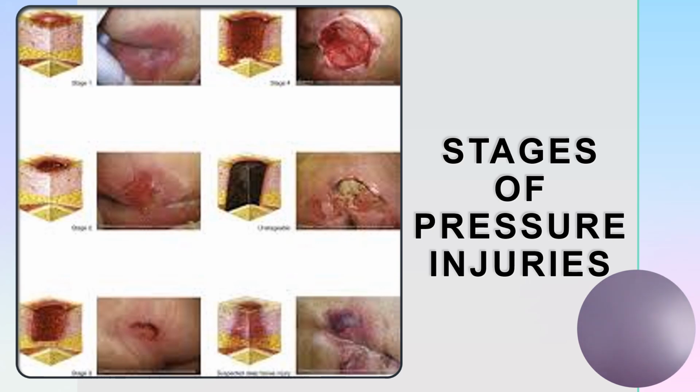A stage 2 pressure injury is the only partial thickness skin loss in the epidermis and the dermis. It's the only pressure injury that reveals epithelial tissue initially. Now, the others can reveal epithelial tissue as it resolves, but a stage 2 has epithelial tissue only.